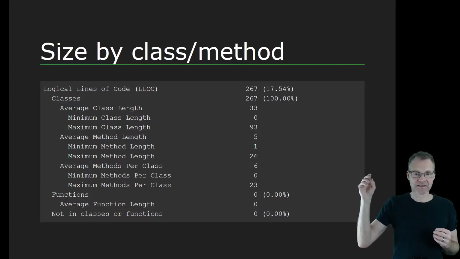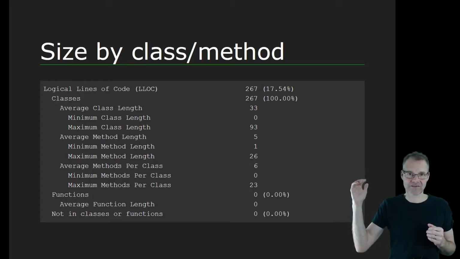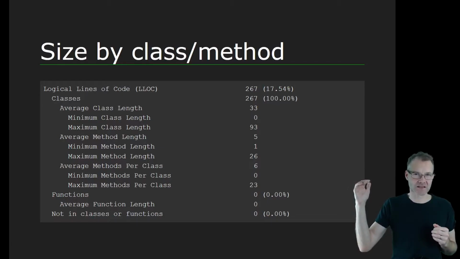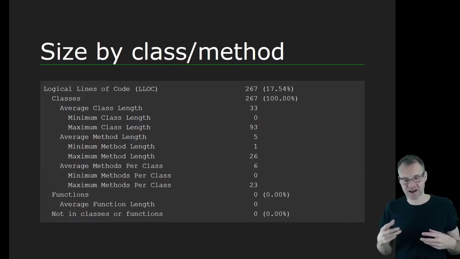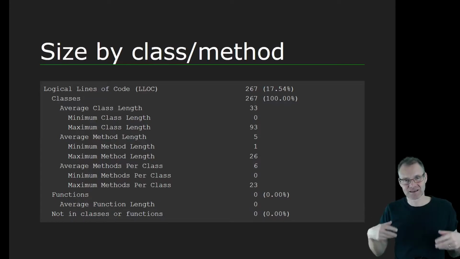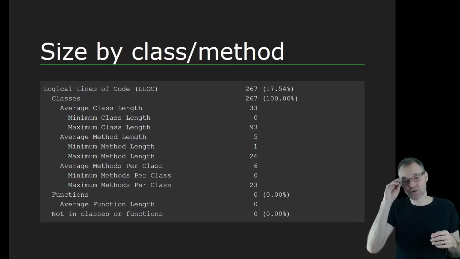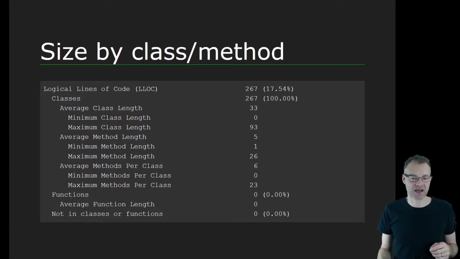And then with the average methods per class, okay, it's 6. And we see maximum methods per class, 23. So we have one class here that has 23 methods in it. Okay, seems to be a rather large class. Sometimes you hear guidance saying, try to have not more than 10 or 12 methods per class, something like that. But these are only guidelines, and it all depends on what type of class you have.